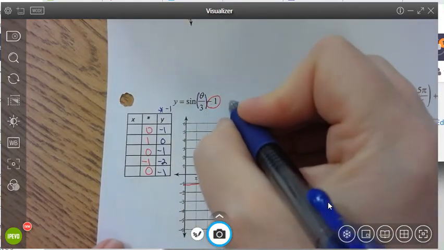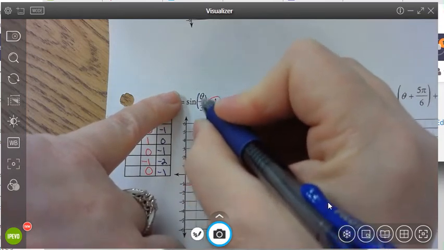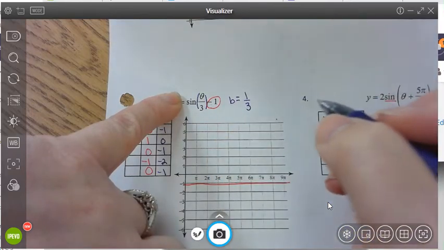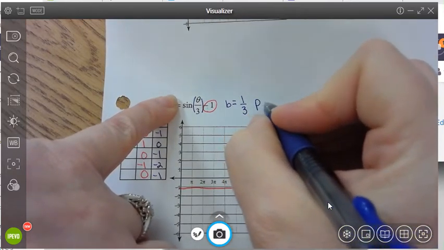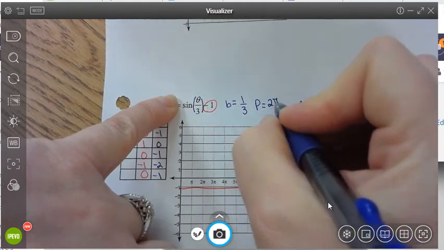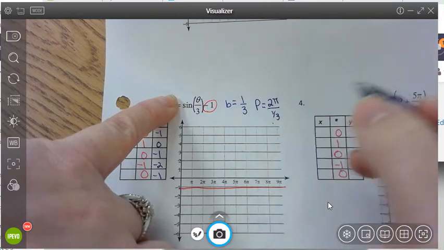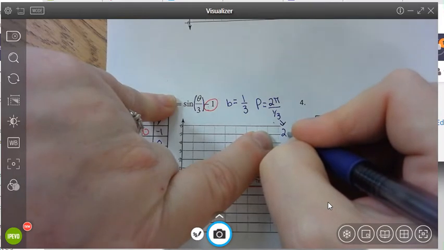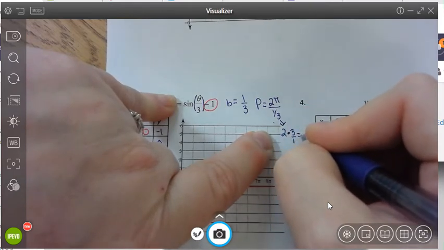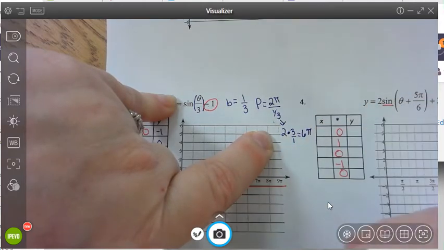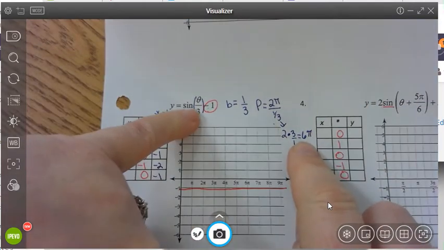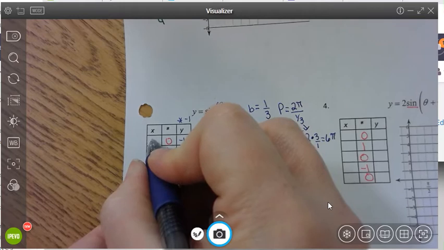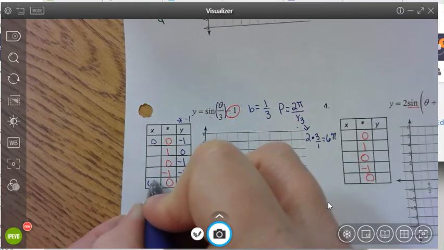Now, what I have to do is my b is equal to, you see this theta over 3, it's the same as x over 3, so it's 1/3. All right, so that means my period is equal to 2 pi divided by b, which is 1/3. Now I'm going to take this 1/3 and I'm going to go, well, that means 2 times 3 over 1, which is 6 pi. It takes 6 pi to complete this. Now the good news is there's not a shift left or right, so I'm going to start with 0 and I'm going to end on 6 pi.